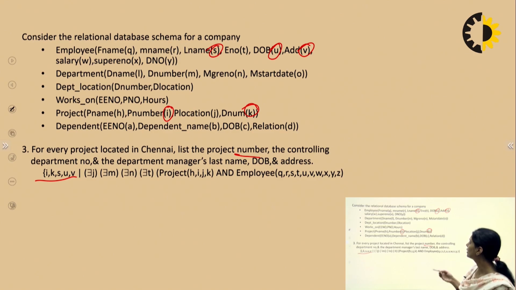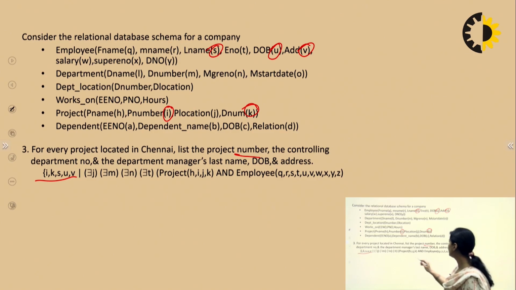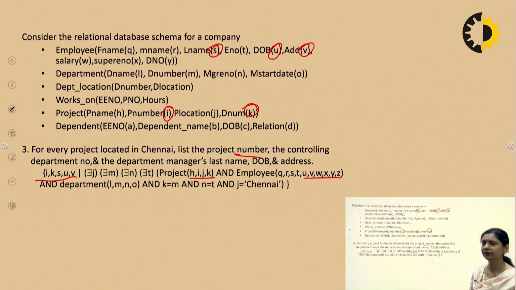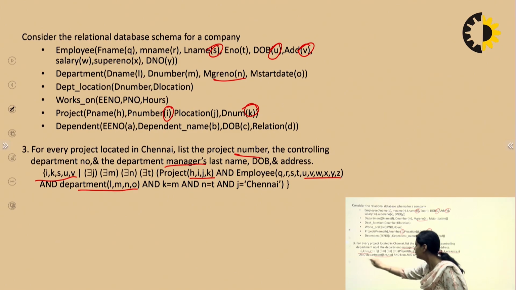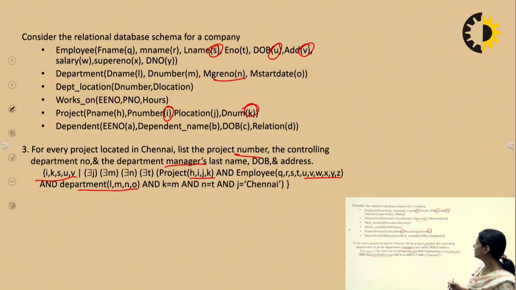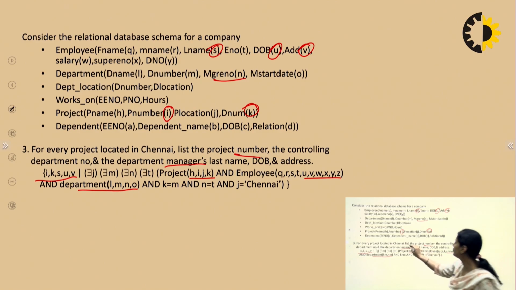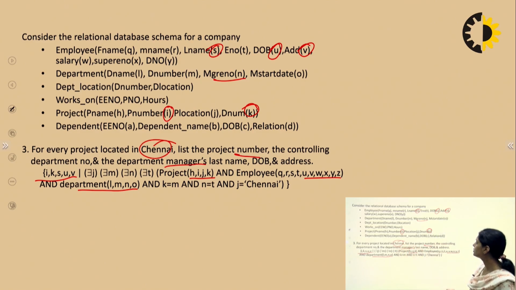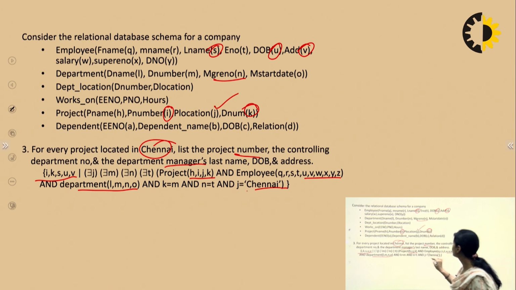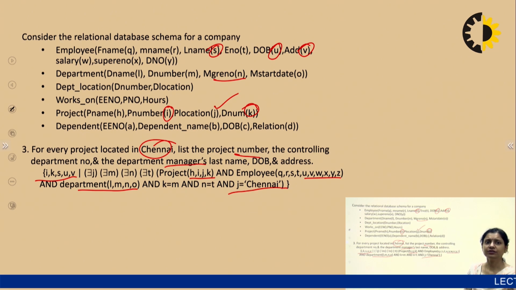Now because we are working on two tables, the project and the employee, so we'll have the project and the employee table here. We also need the department because we are calculating the department numbers and the manager's last name, because we need the manager. So we'll be needing this manager number from the department table. So we'll be using the department table also. In that case, we need to have the project that is located in Chennai. The project location is in Chennai. J is Chennai. So we have J equals to Chennai and the rest of the things for joining.